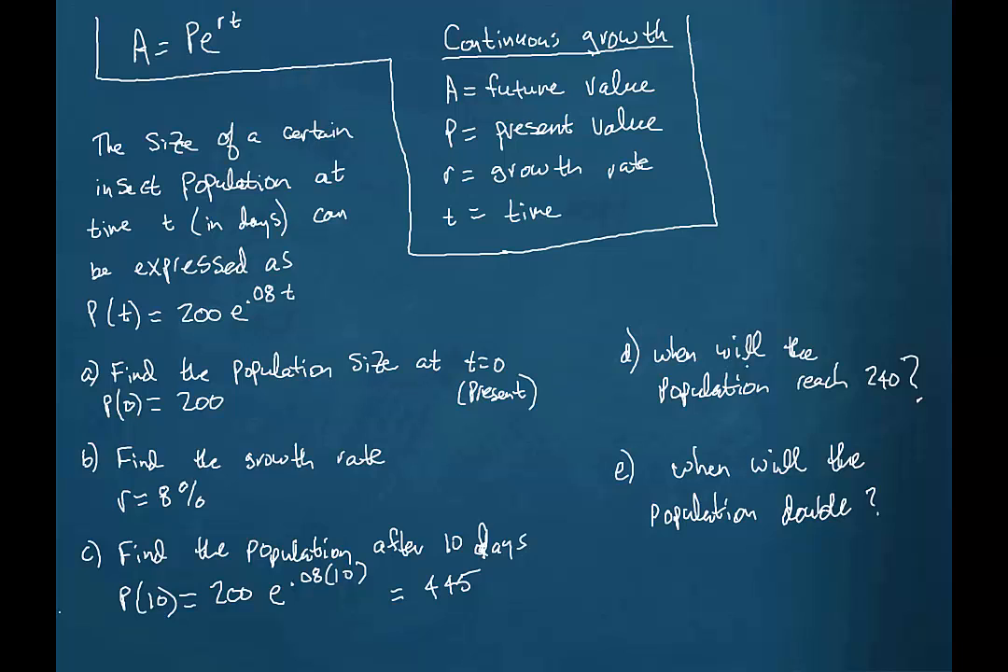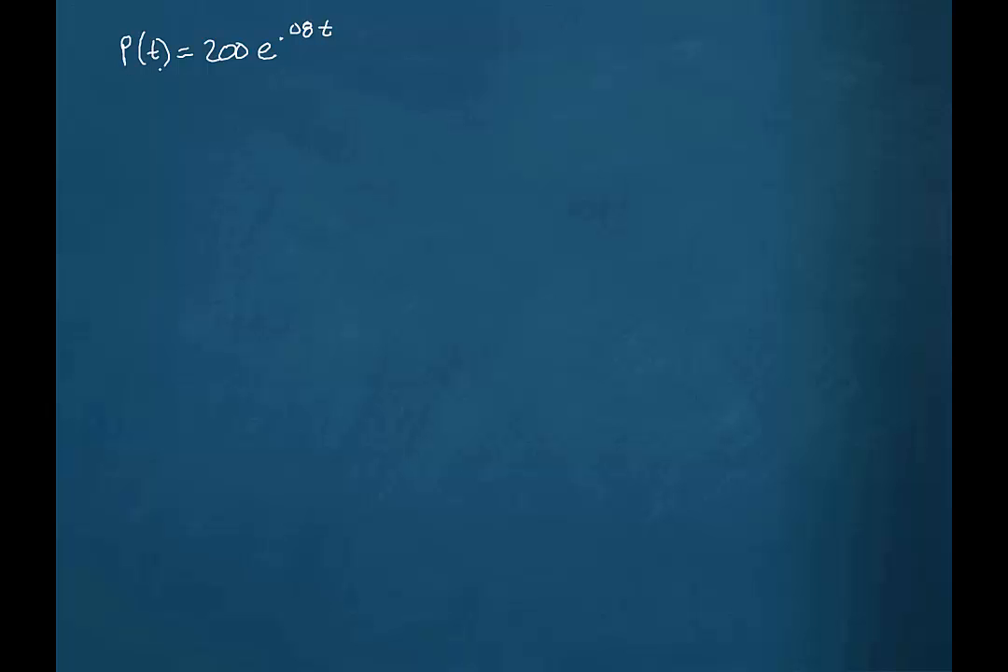The next question says, when will the population reach 240? P of t represents the future value. So when that value reaches 240, what is the time? So I'm going to plug in 240 for the future value and solve for t. Now I see that I have my variable up in the exponent, so I'm probably going to have to use a log in order to solve this. But first I need to get this 200 away from the e if I'm going to do that.